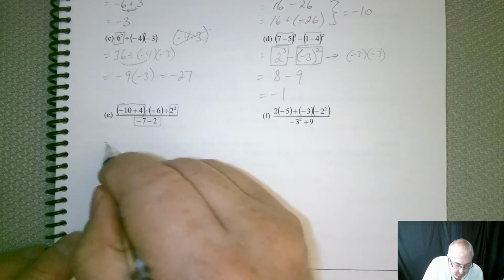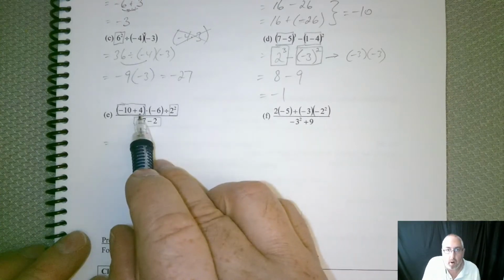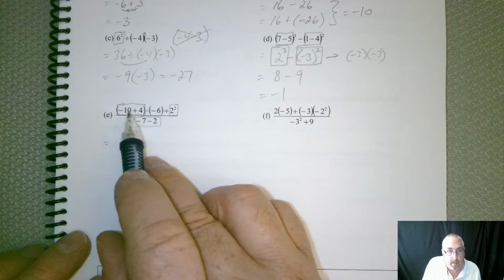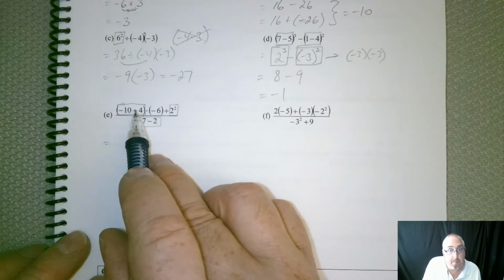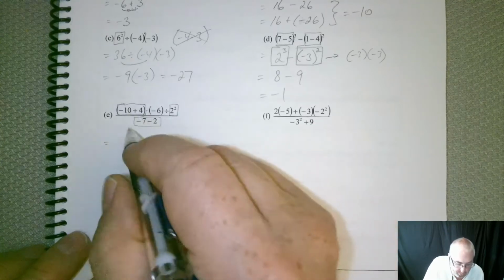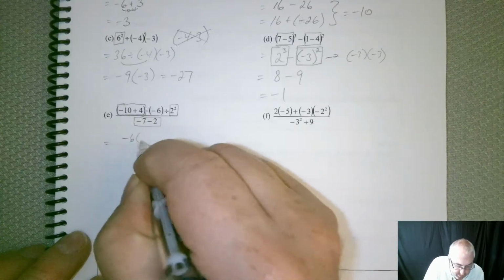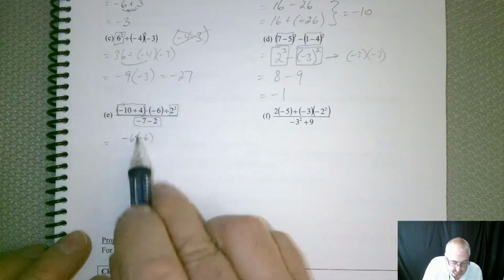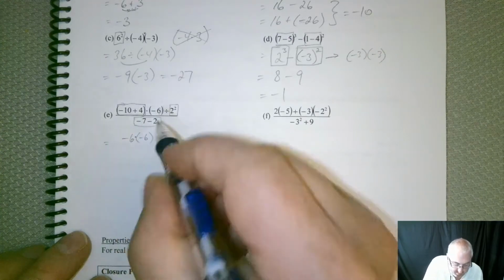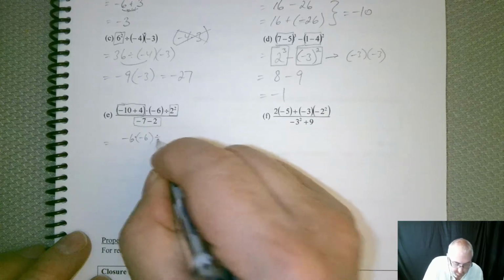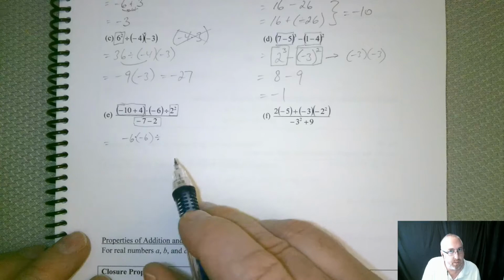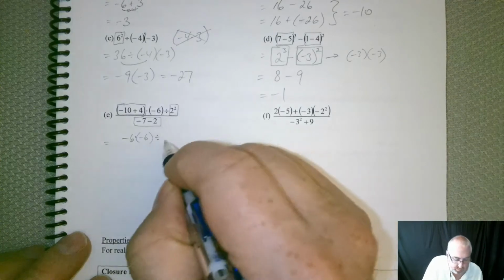All right, so negative 10 plus 4. So we want to subtract, really. So 10 minus 4 is 6, but the 10 is bigger, so that's a negative 6. So we got negative 6 times the 6 divided by 2 to the second power. So that's just 2 times 2, so that's just 4.